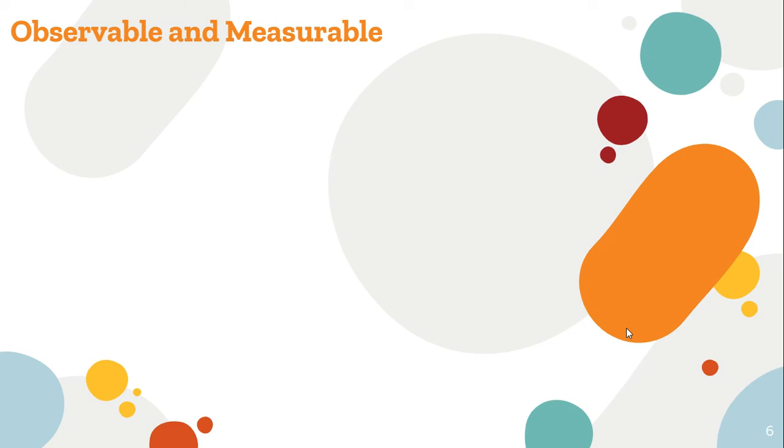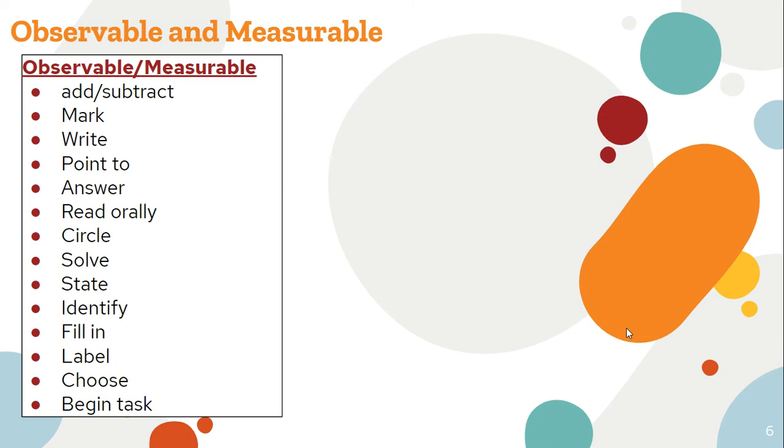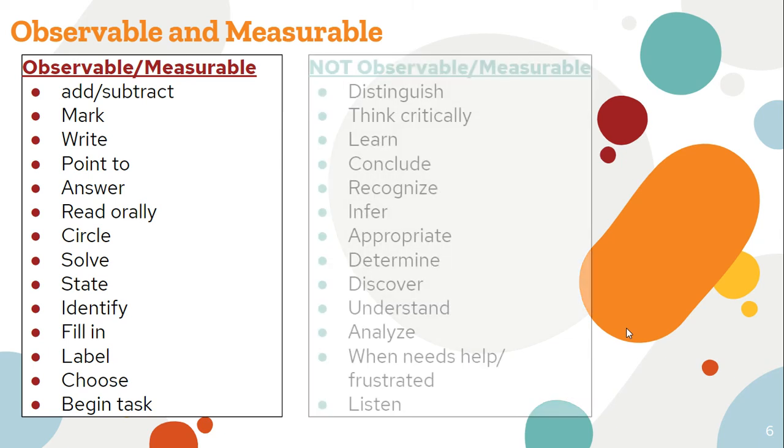Here are some verbs that are observable and measurable. Notice all of the items listed in this list are actions that can be seen. We can see a student write, we can see a student point to, we can hear a student answer or read orally. Now let's look at some verbs or skills that are not measurable and we would like to avoid.